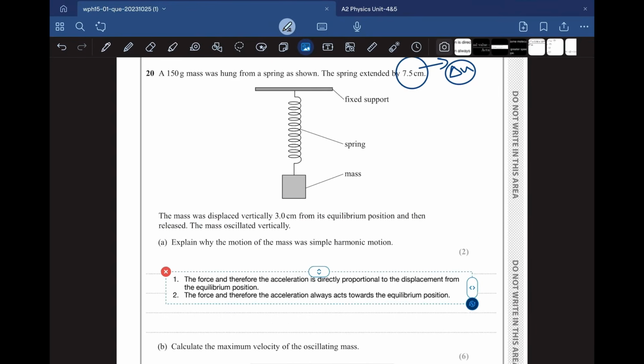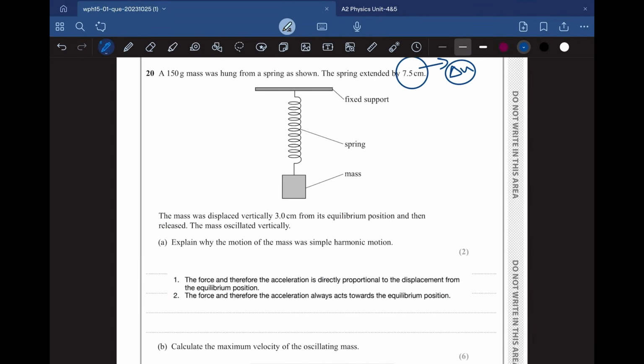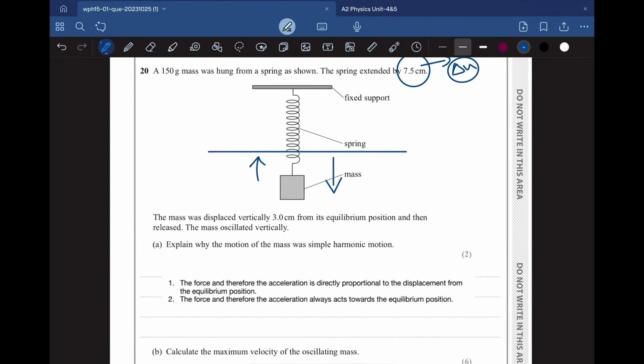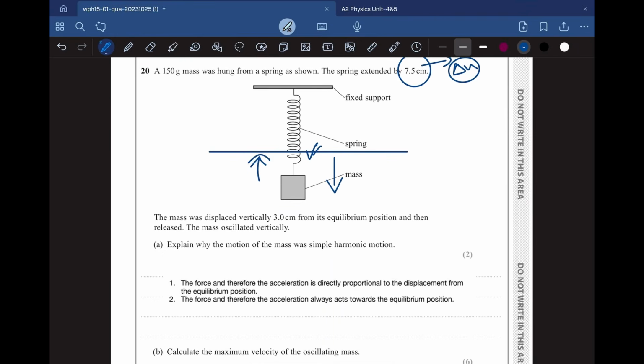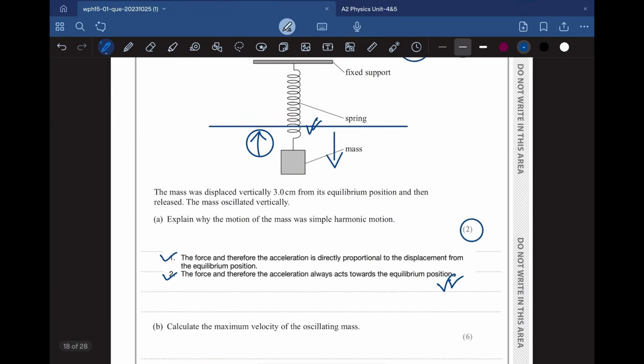The answer is that when you displace something from its equilibrium position, let's say if this is the equilibrium position and you have displaced it, the more you will displace it, the greater will be the force and the acceleration acting on that particular mass, and the force and the acceleration will always act towards the equilibrium position. If you displace it downward, the mass will always try to move upward and reach its equilibrium position, so the force and the acceleration will be towards the equilibrium position. This is how you should be writing these 2 points. Just writing any of them will give you 2 marks because I have written both the scenarios. You can write either of them.